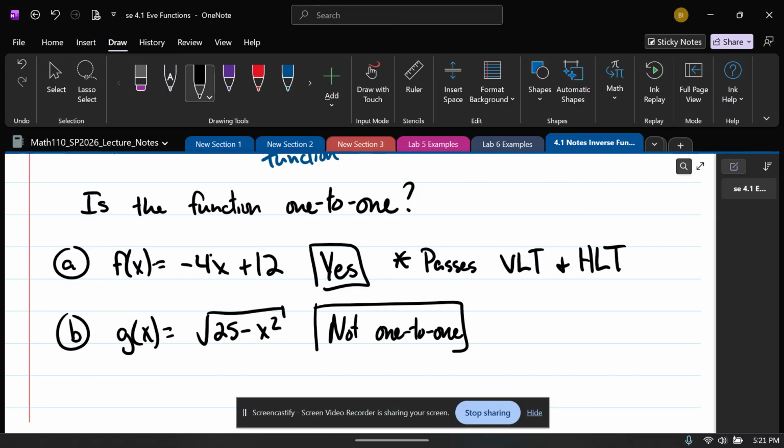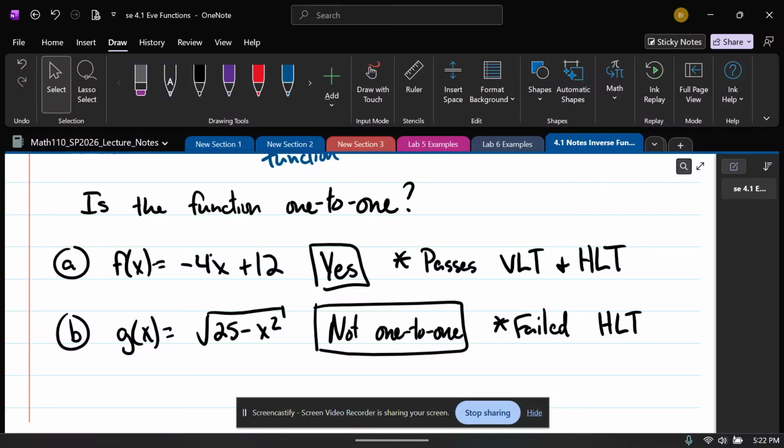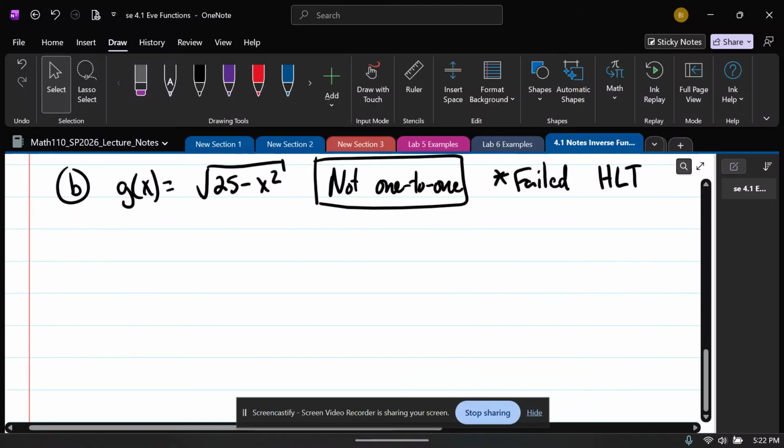And maybe just put there, for your notes, that it failed the horizontal line test. That was why. Okay. We looked at the graph to do that. So if it's one-to-one, then it has an inverse function. So we're about to start finding inverses and dealing with inverses a little bit.